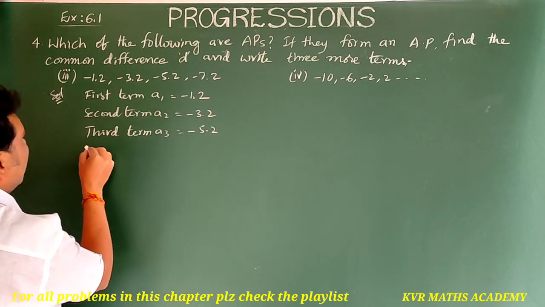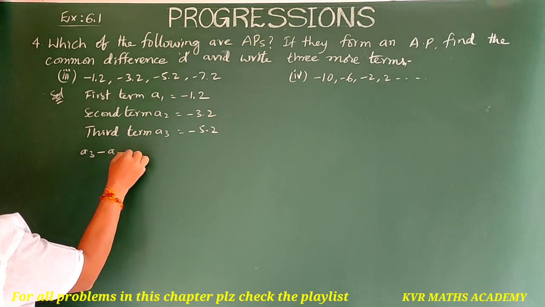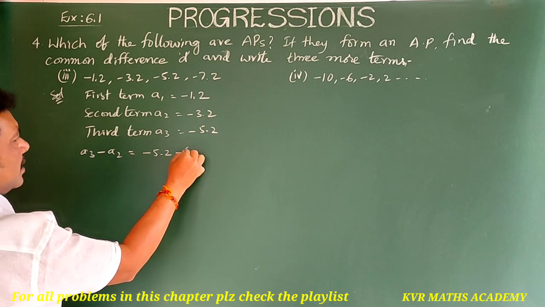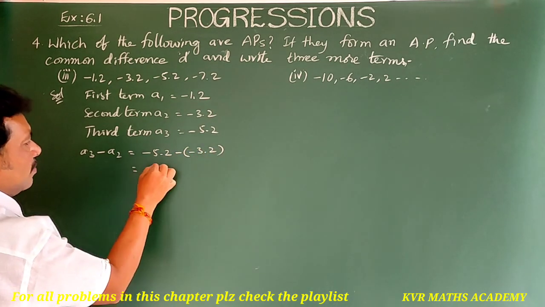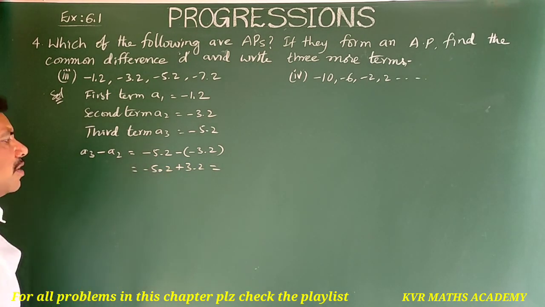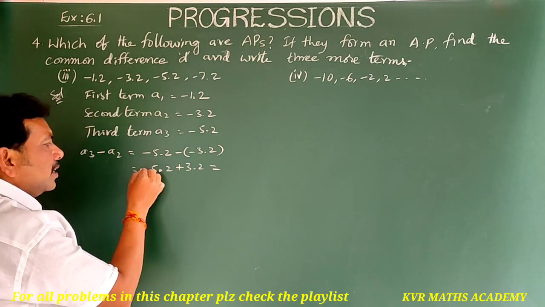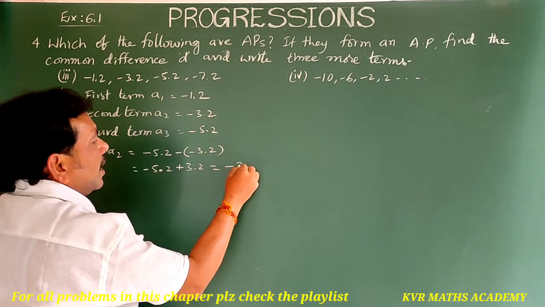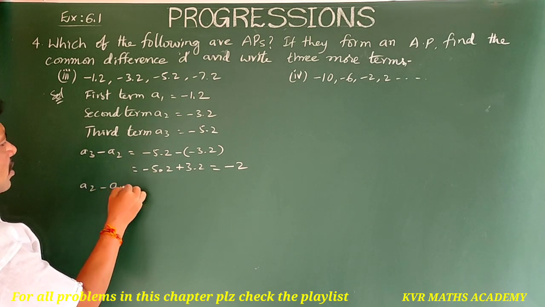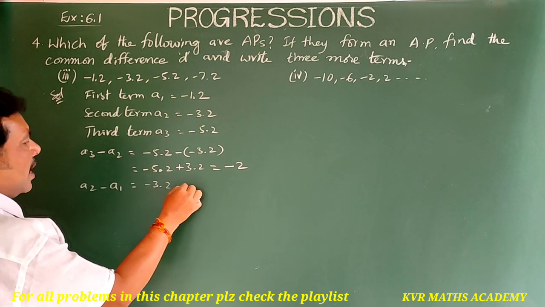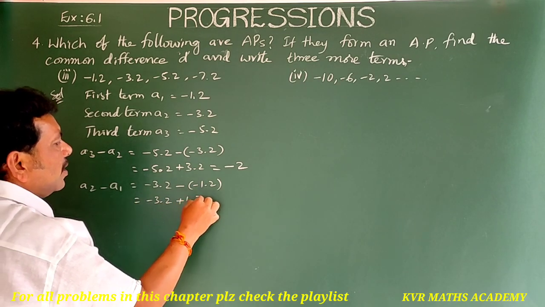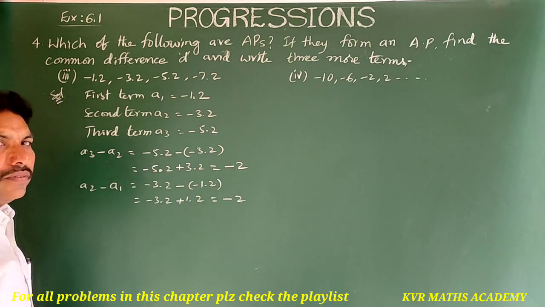Let us find first a3 minus a2. a3 minus a2 is equal to minus 5.2 minus (minus 3.2), which is minus 5.2 plus 3.2. That is equal to minus 2. Next, a2 minus a1 is minus 3.2 minus (minus 1.2), which is minus 3.2 plus 1.2, equal to minus 2.